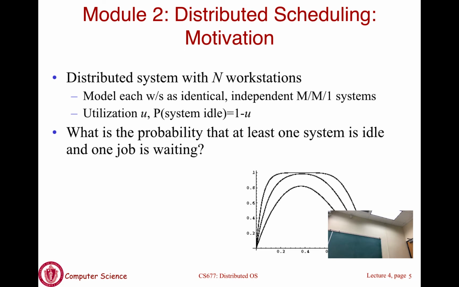Is the graph scaled? No, the probability that the system is idle is high, right? And the probability that a job is waiting can also be high. So in the middle you can actually get high. It doesn't have to be 1, but it can be high. Any other questions?